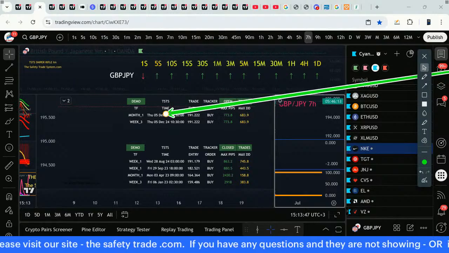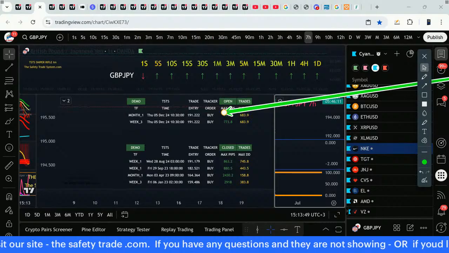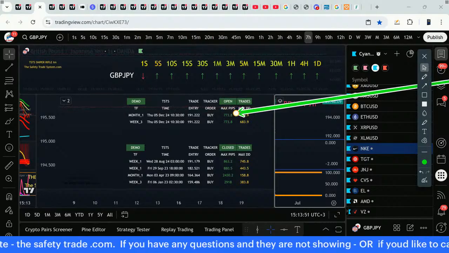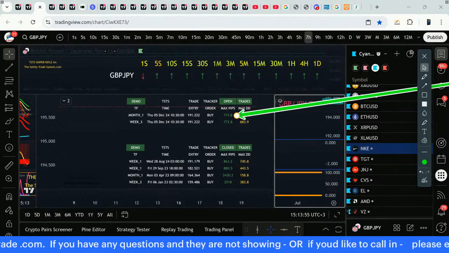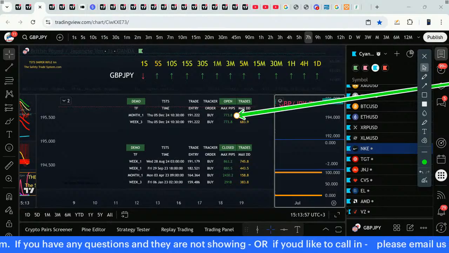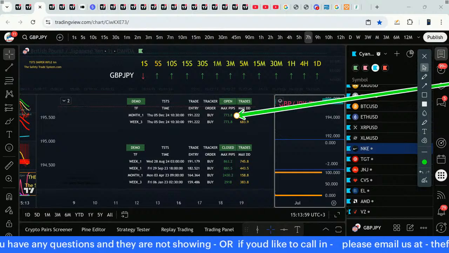Every signal that goes out from my system is tracked. Does it win? It's green. Does it lose? It's red. Am I clear on that? Yes or no? Yes, it has 100%. Thank you, Sally.